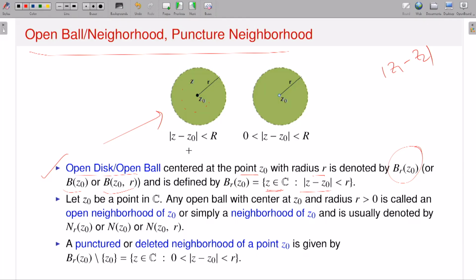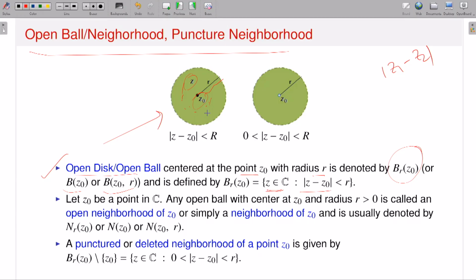Okay, so this is the open ball or open disk, that means all the points z inside. This is the green one, this is my radius r, this is the center z0. So you collect all those complex numbers z whose distance from z0 is strictly less than r, so that is open. The boundary is not included.